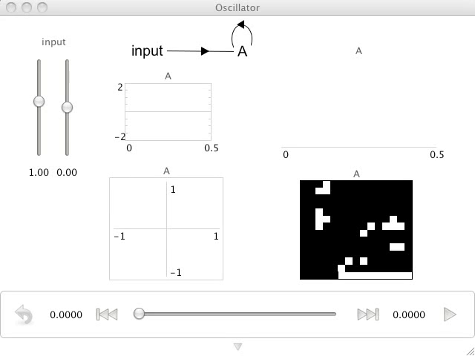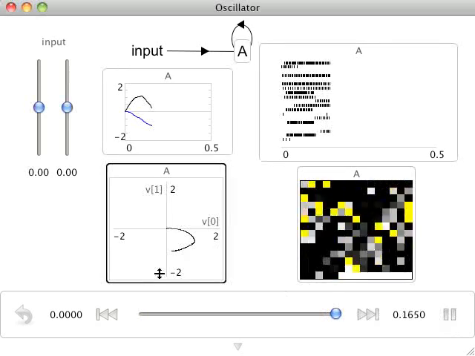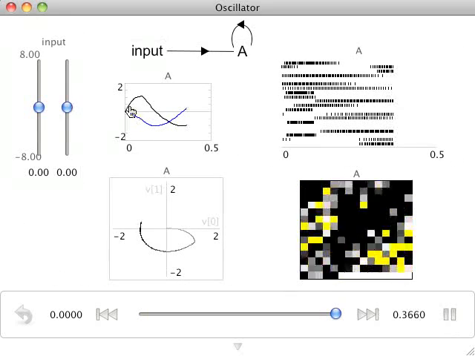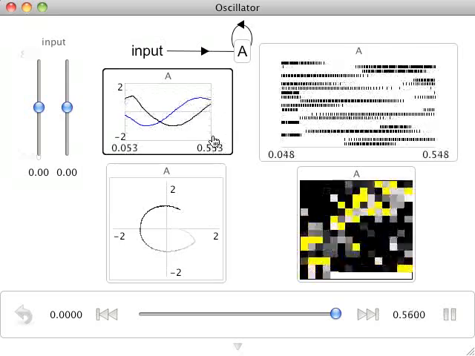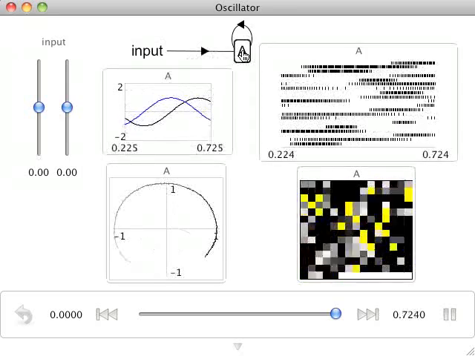This network implements an oscillator. The input begins at 1, but when I run the network, it quickly goes to 0. Consequently, the dynamics that we observe are largely a product of the recurrent connections in the network.